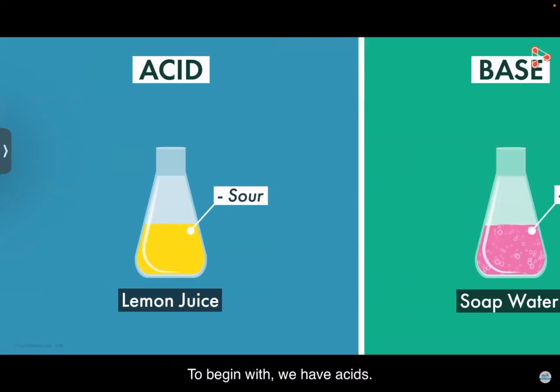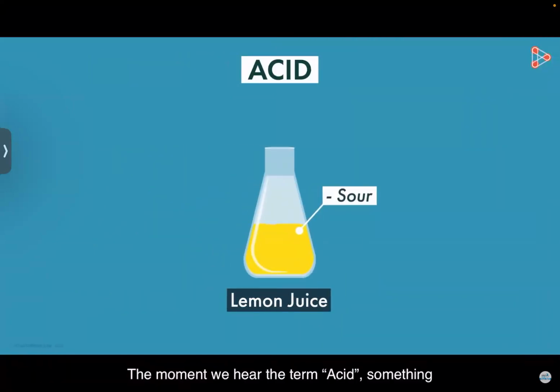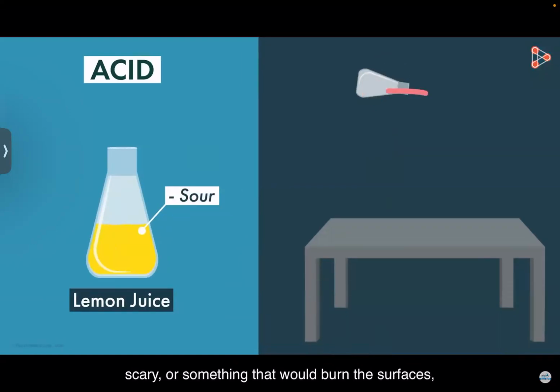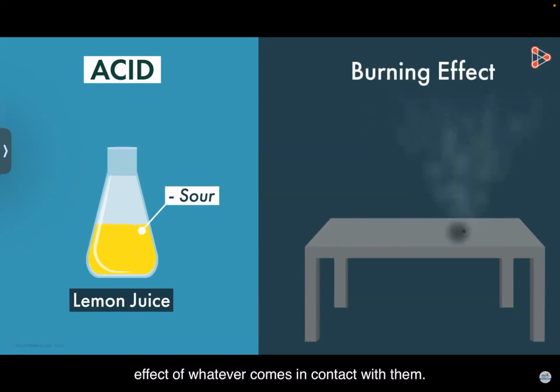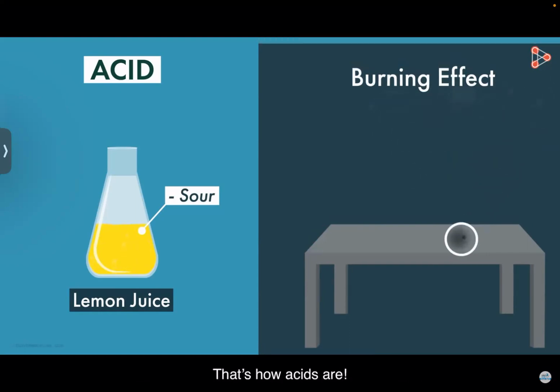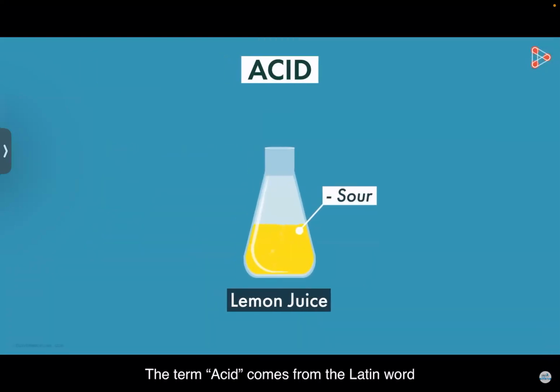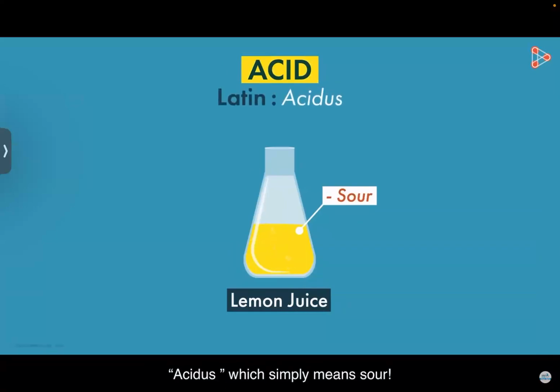To begin with, we have acids. The moment we hear the term acid, something scary or something that would burn the surfaces is what pops up in our mind. Well, that's kind of true, because acids are known to create a burning effect on whatever comes in contact with them. They can erode the surfaces or burn the skin when they come in contact with it. That's how acids are. The term acid comes from the Latin word acidus, which means sour.